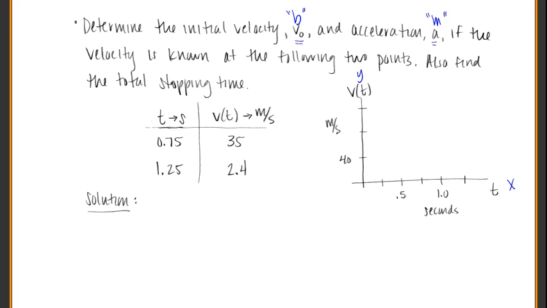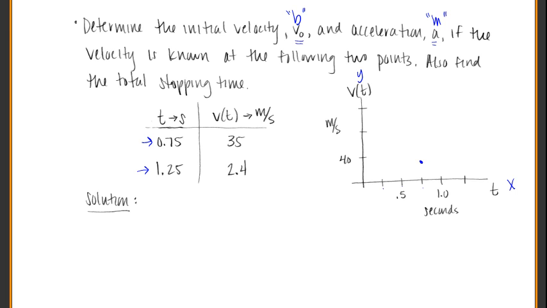What we do know is the velocity at two specific points. When the time is 0.75 seconds, our velocity is 35 meters per second. When we've gone 1.25 seconds, a little over 1 second, our velocity is 2.4 meters per second. So we want to determine the initial velocity, and then we want to find the time it takes to stop. Let me graph these 2 points for us. At a time of 0.75, so there's a quarter, a half, so 3/4 of a second, we go up to 35.